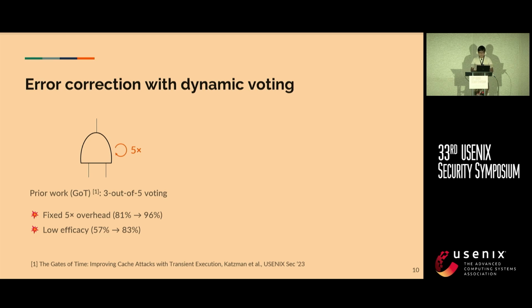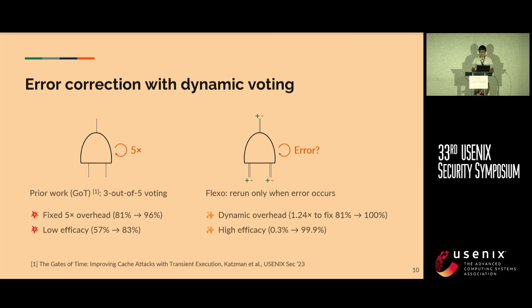On the other hand, our work adopts the dynamic voting mechanism to perform error correction, so we will only rerun the circuit when it detects an error. So now, we have a dynamic overhead that is much smaller than Firework's overhead, and we can fix most errors even when the circuit has extremely low accuracy. Like for a circuit that has 0.3% accuracy, after the error correction, we can fix it to 99.9%.